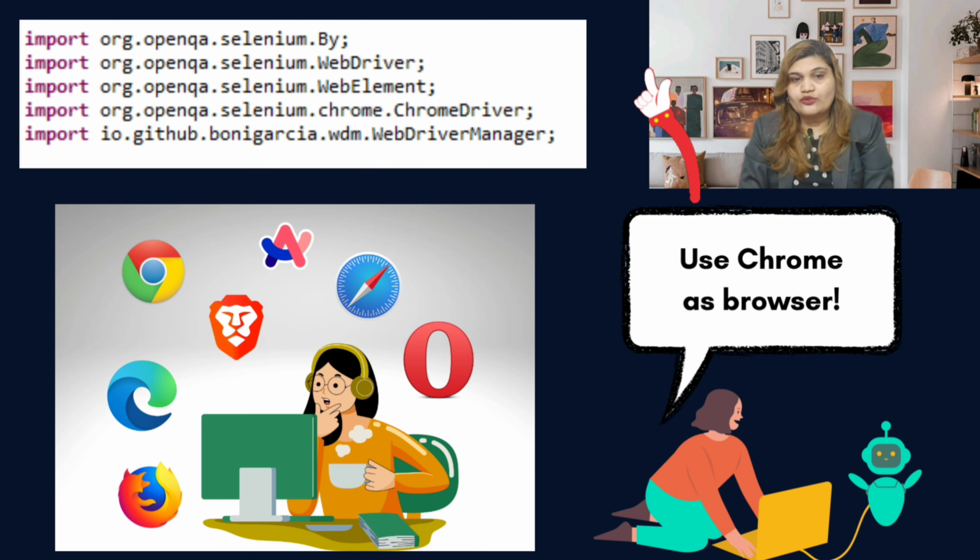Now this line says, hey robot, use Google Chrome as your browser. There are different browsers like Firefox, Safari, and Chrome. This one says we are driving a Chrome car today.